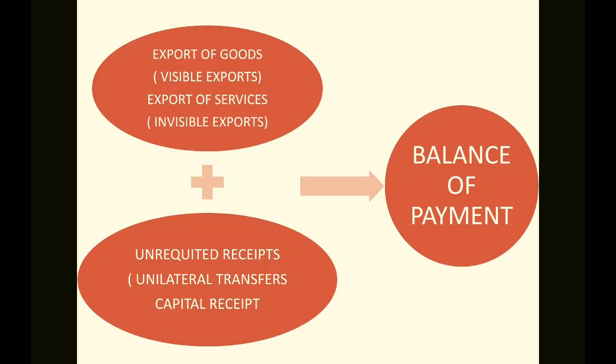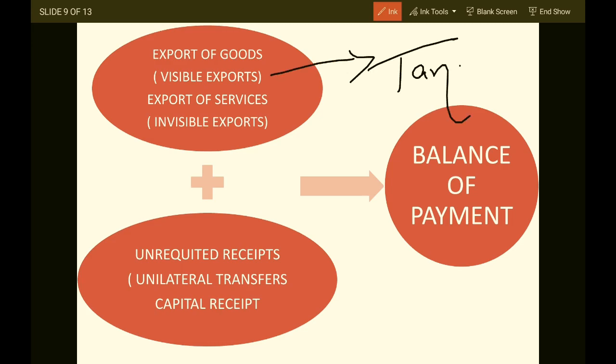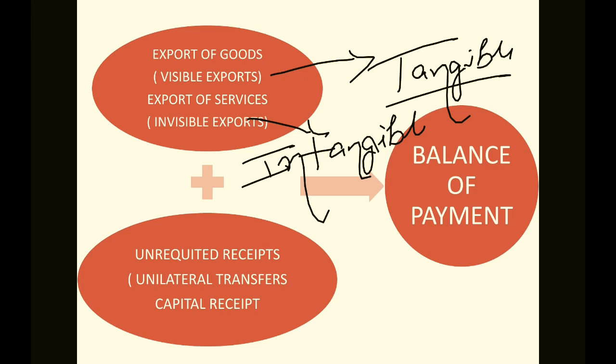See, basically these things are included in balance of payment. Exports of goods, which are visible, we can say tangible items. Export of services, intangible: education service, medical service, insurance service, banking service, financial services. Okay, unrequited receipts, unilateral transfers, capital receipts.